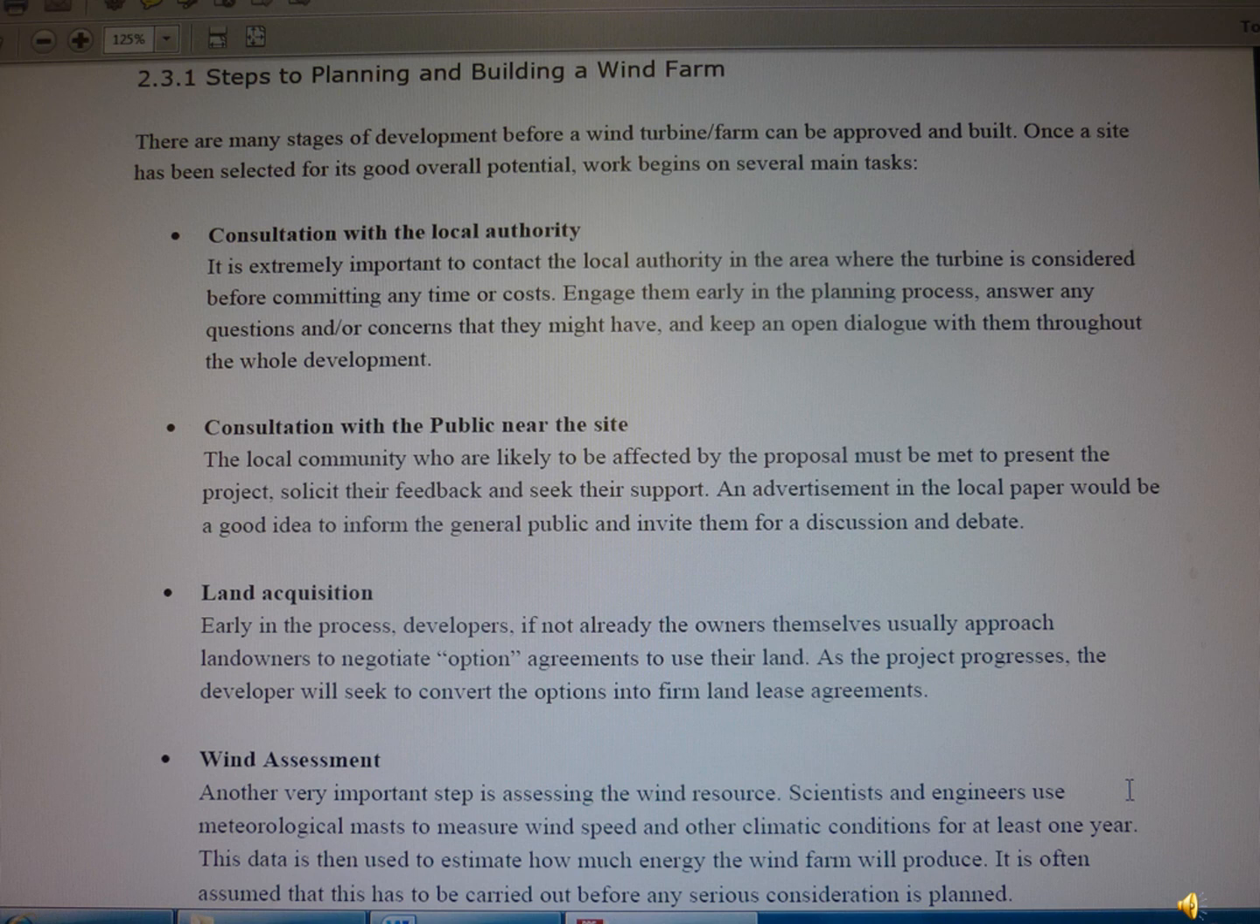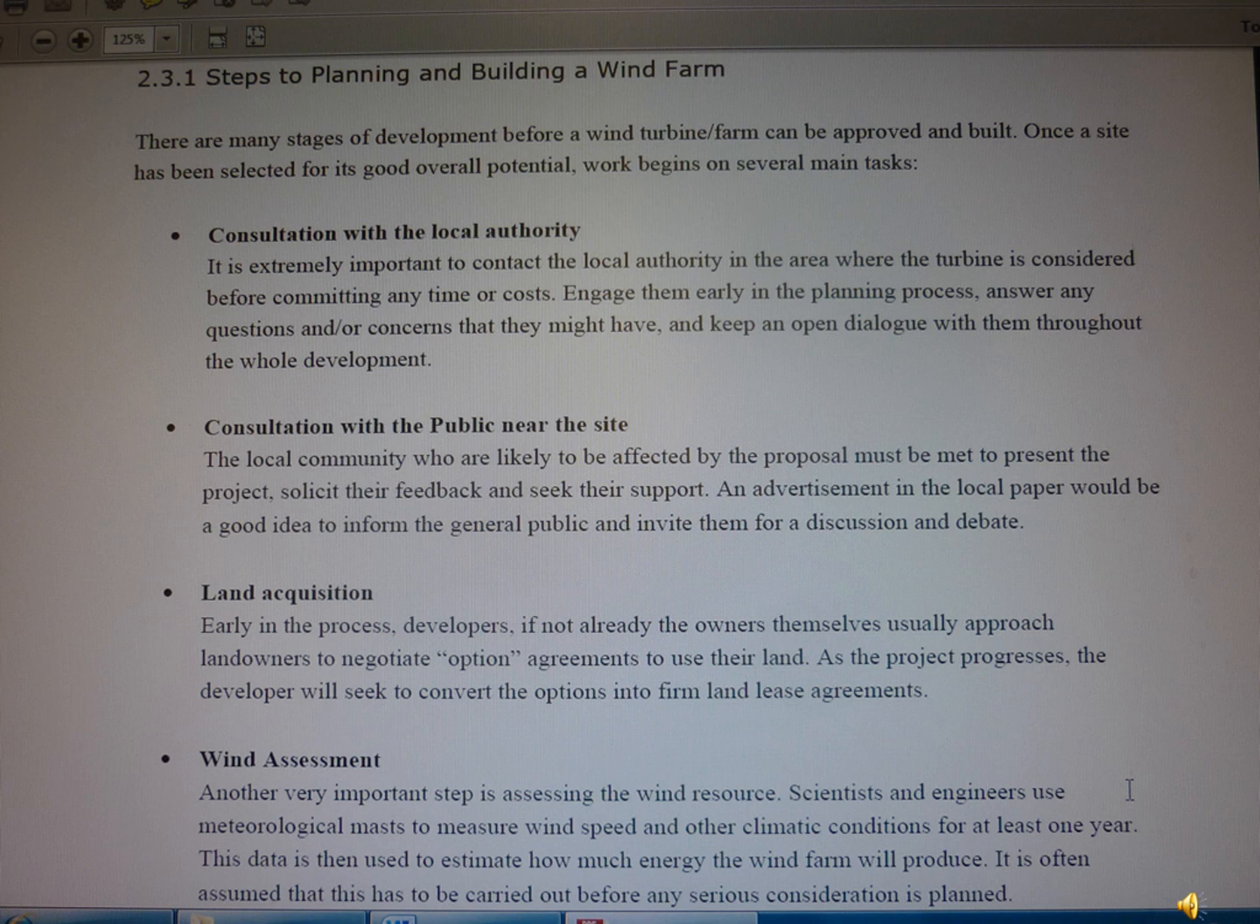It is extremely important to contact the local authority in the area where the turbine is considered before committing any time or cost. Engage them early in the planning process, answer any questions or concerns that they might have, and keep an open dialogue with them throughout the whole development.